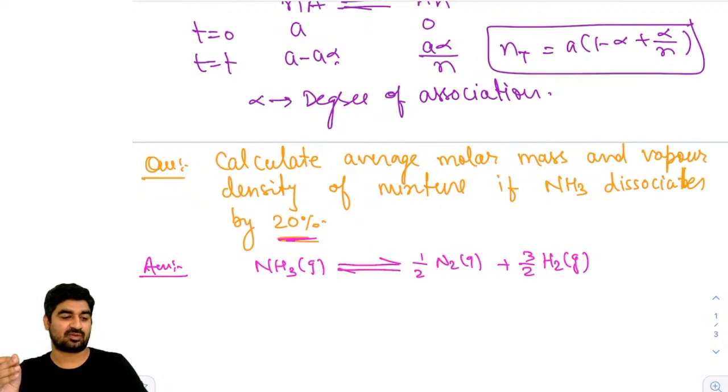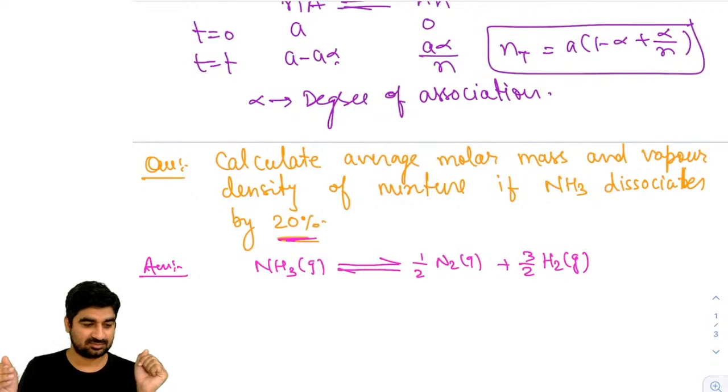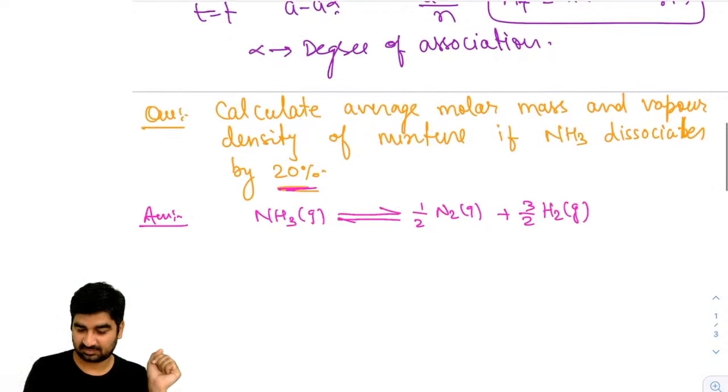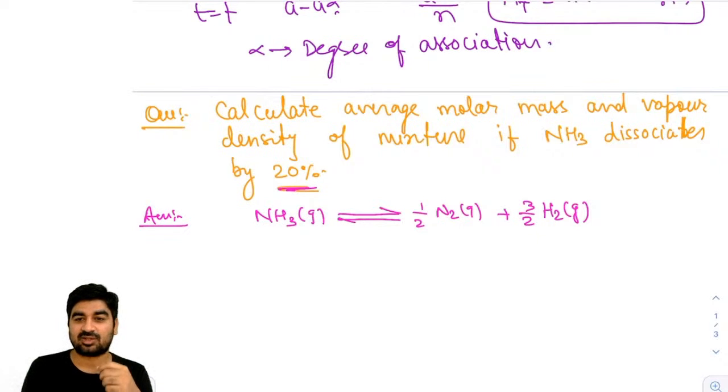Yes, Kavya, now solve it. Now solve it fast. So NH3 gas is getting converted into N2 gas and 3 by 2 H2 gas. Now what will happen here?